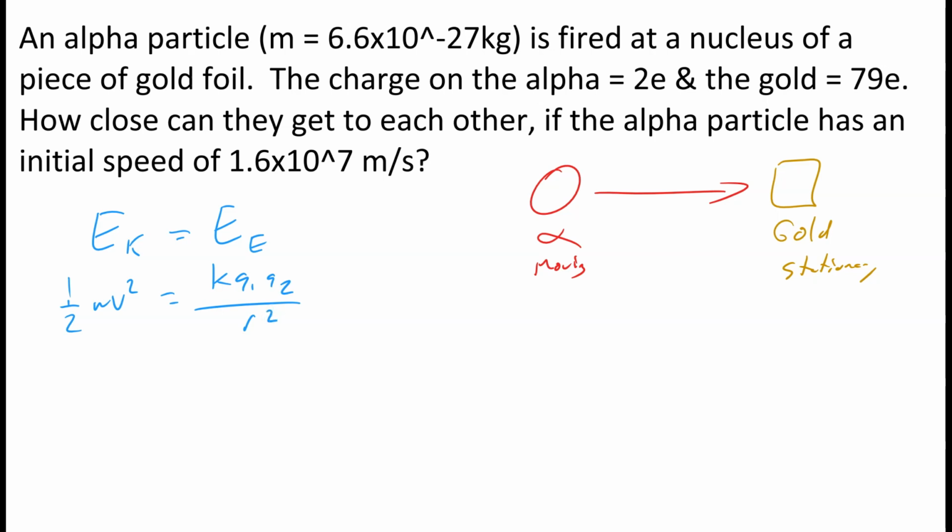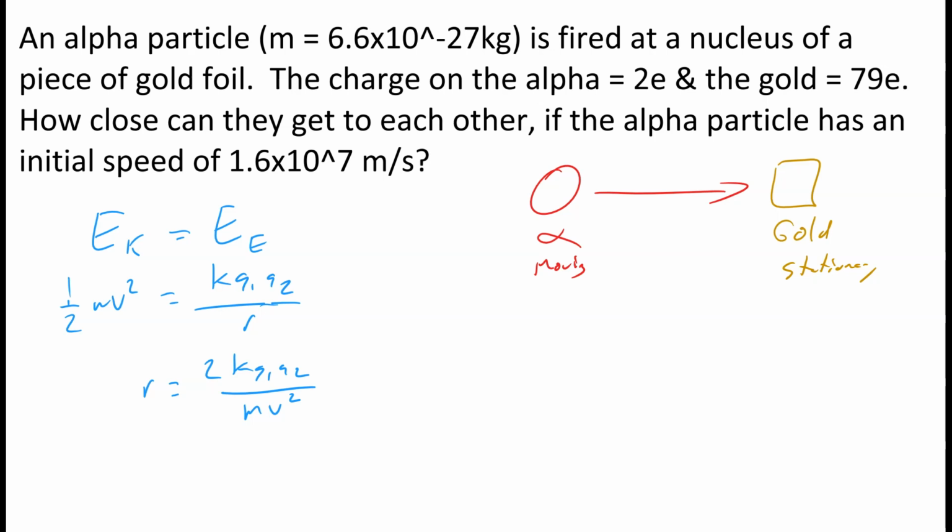Over r. That's for forces. We're looking for radius basically, so let's just do some switches. We've got our r is equal to 2k q1 q2 over mv squared.